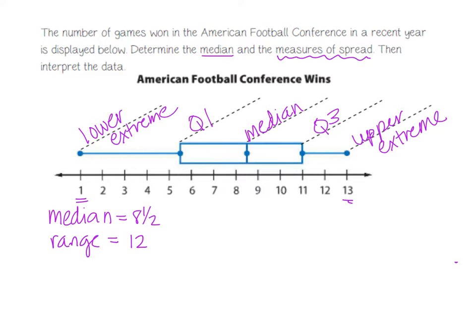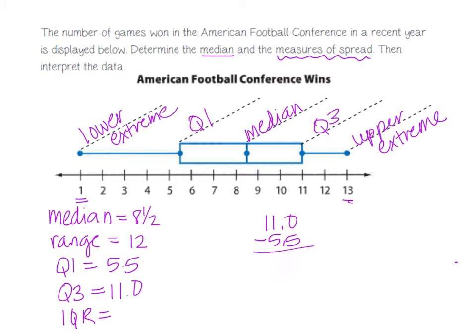So let's look at my Q1 and my Q3. I need those values so that I can get my IQR, the interquartile range. So Q1, I come and read it, and it's the end part of my box, and that's 5.5. I go to my Q3 and I read it, and that's right at 11. To get my IQR, I need to find the difference between those two. So I'm going to come over here and do 11 minus 5.5, and when I do that, I do get 5.5. So my interquartile range is 5.5.